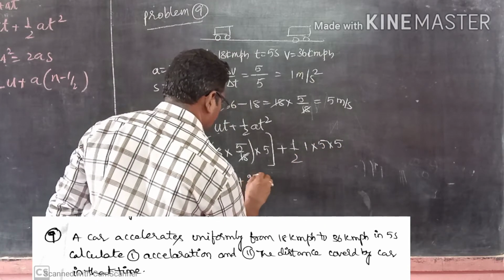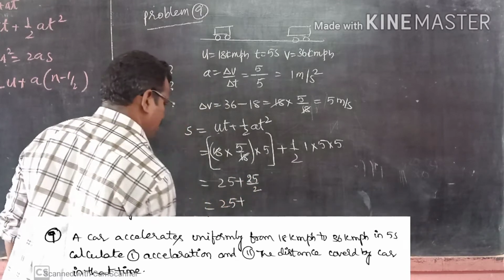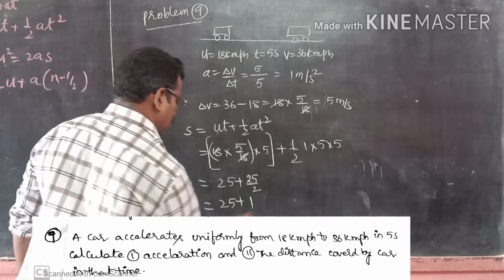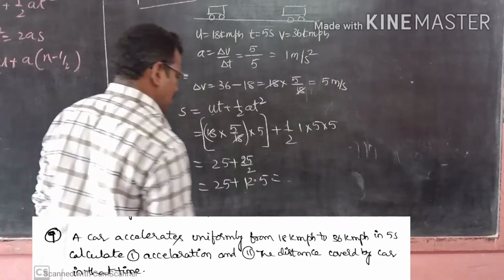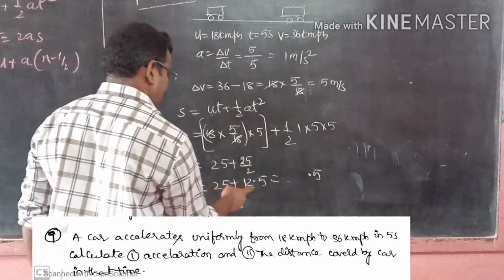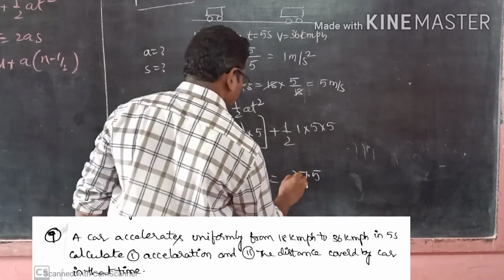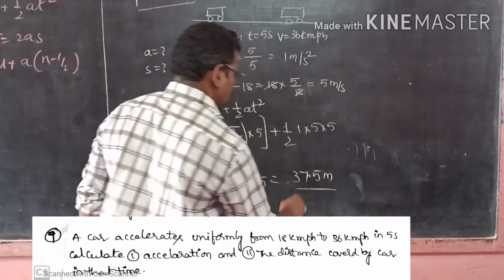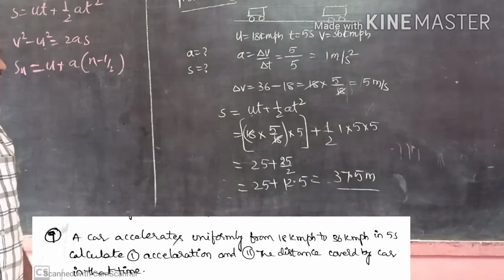Now this value becomes 25 by 2. That is 25 plus 2 ones 2, 2 2s are 4. 5. Now this becomes 0.5 and here 5 plus 2, 7, 2 plus 1, that is 3 meters. So the displacement is nothing but 13.5 meters.